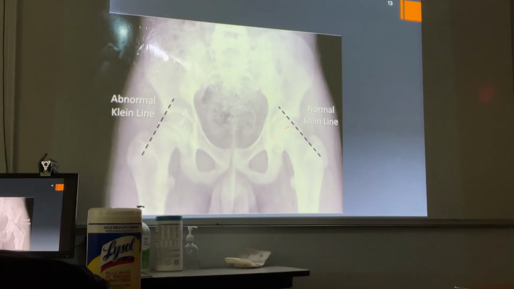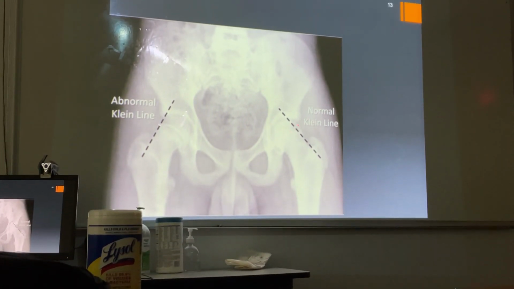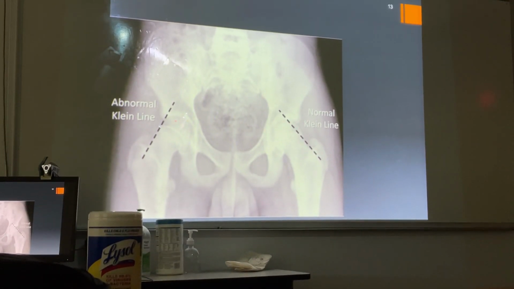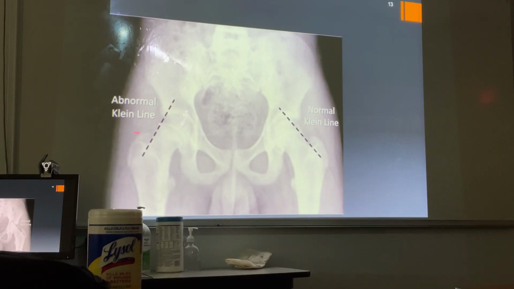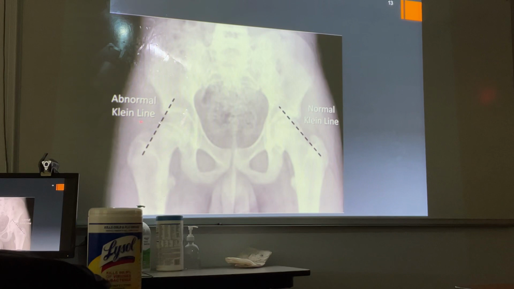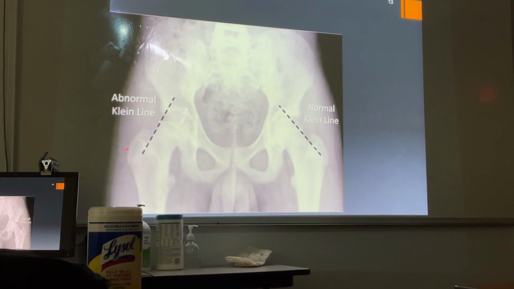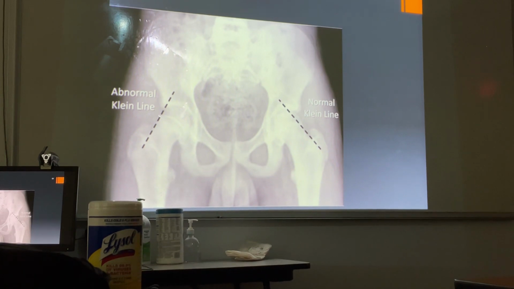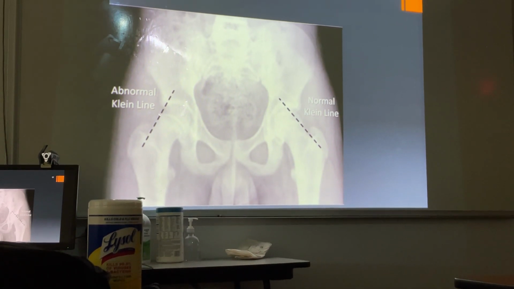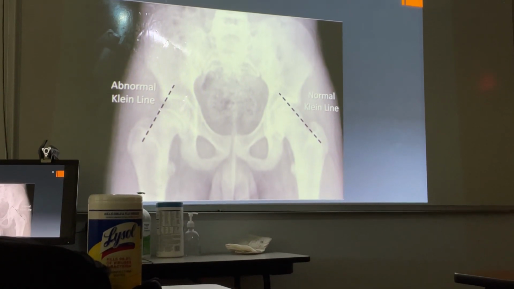Okay. Now, everybody's going to have a little more, a little bit less, depending on their age and sex. The idea is when there is nothing lateral to that line, that's the abnormal side. And that line, or Klein's line, is used in detection of slipped capital femoral epiphysis. We don't want to write that so many times, so we just abbreviate it SCFE.